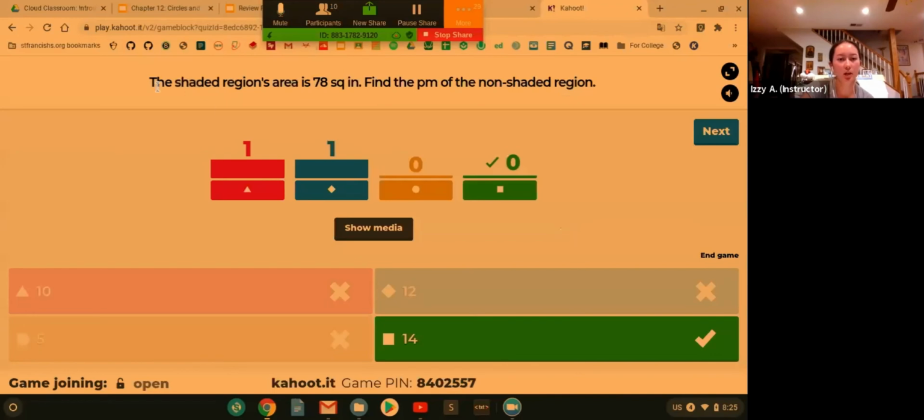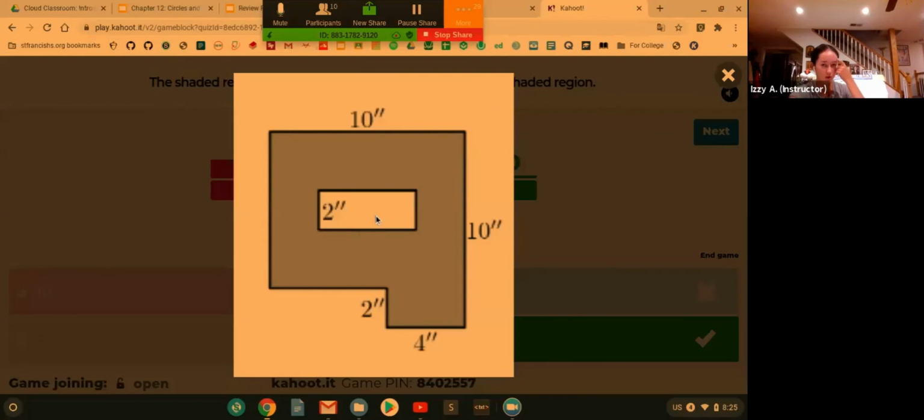And you know that the shaded region's area is 78 square inches. And this includes the area of the non-shaded region too. So what you would have done is subtract 88 minus 78 to get 10. So you know that the area of the non-shaded region is equal to 10. And you know that one side is equal to 2. So that means that the length of this non-shaded region has to be 5. So then you would have gotten 2 plus 2, which is 4, 5 plus 5, which is 10, and if you add that up, you get 14.